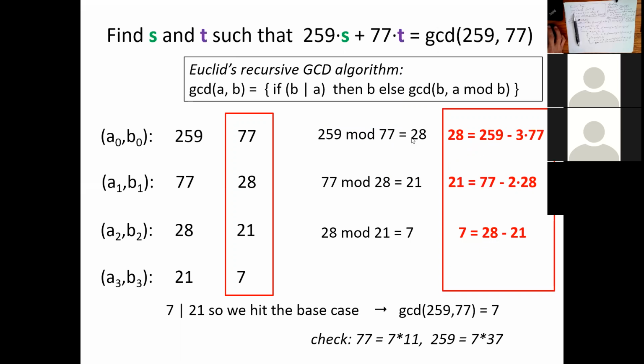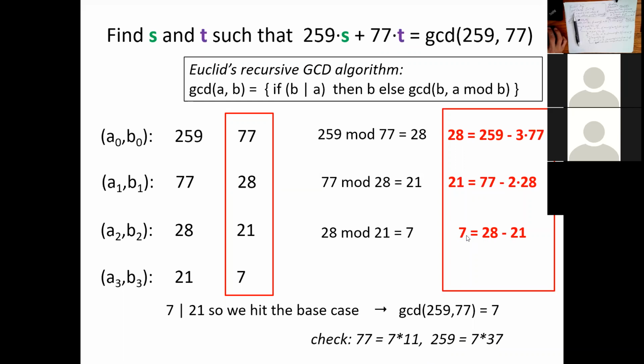The computation of this GCD involved expressing the remainder from this integer division as the number I divided minus some multiple of the divisor. And that's always the case, right? These are linear relations that express the remainder as some linear function of the number I divided and the divisor.